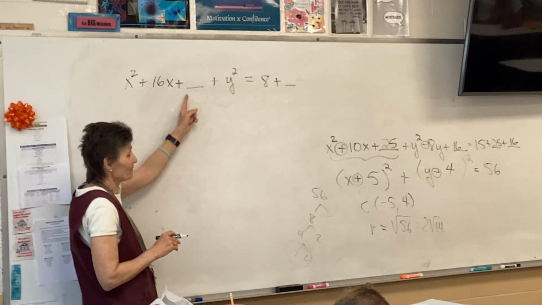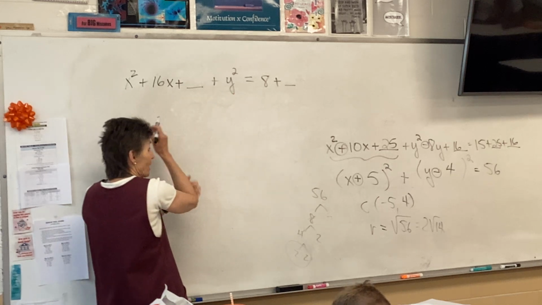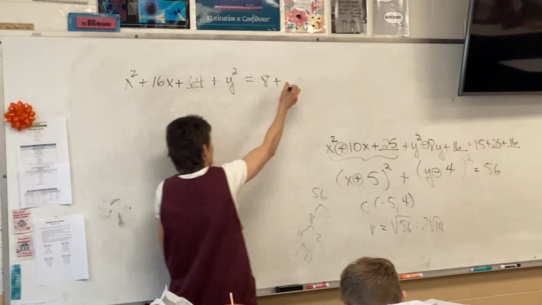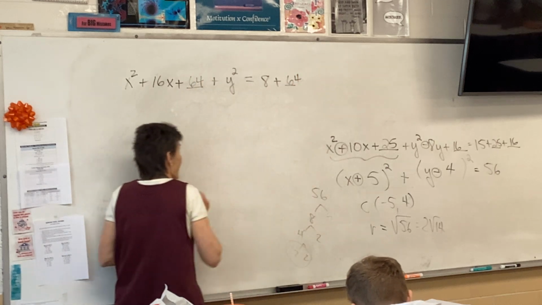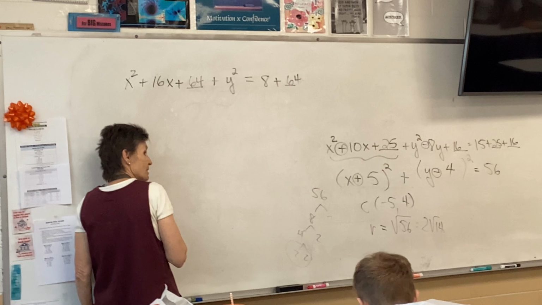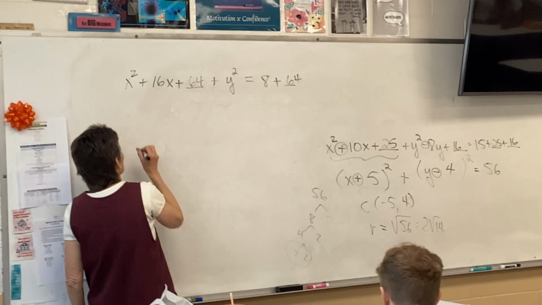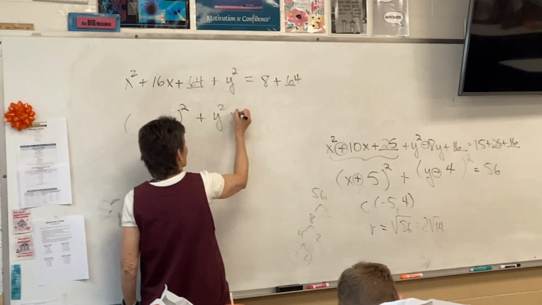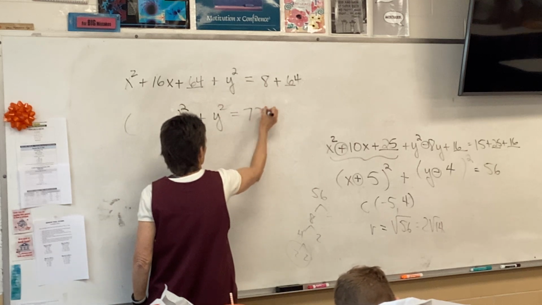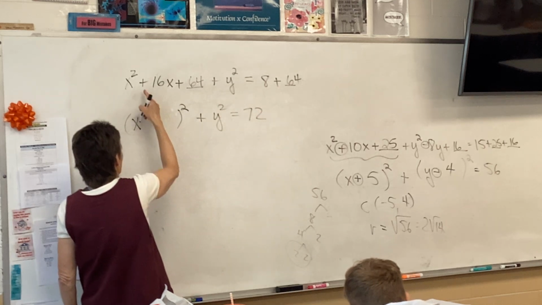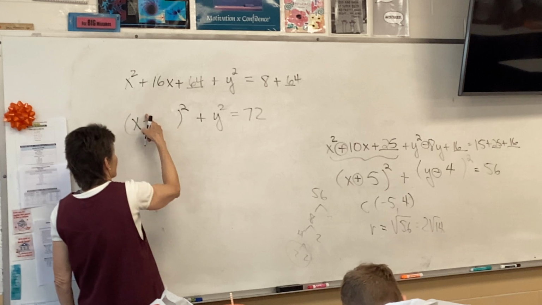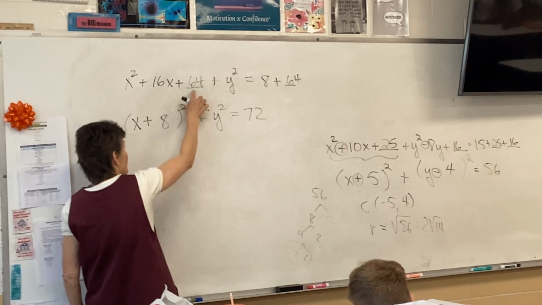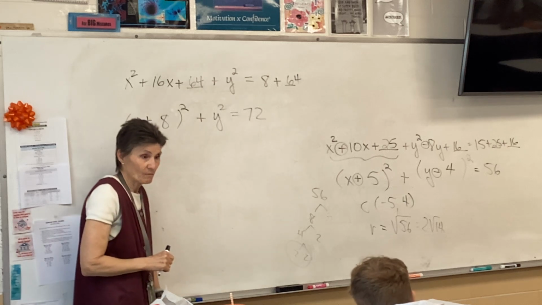But we do have to worry about this one. So what's going to go in that blank? 64. 64, very good. How did we get 64? Half of 16. Half of 16 squared. So, what do we got here? It's gonna be x plus what? 8, because 8 squared is 64.